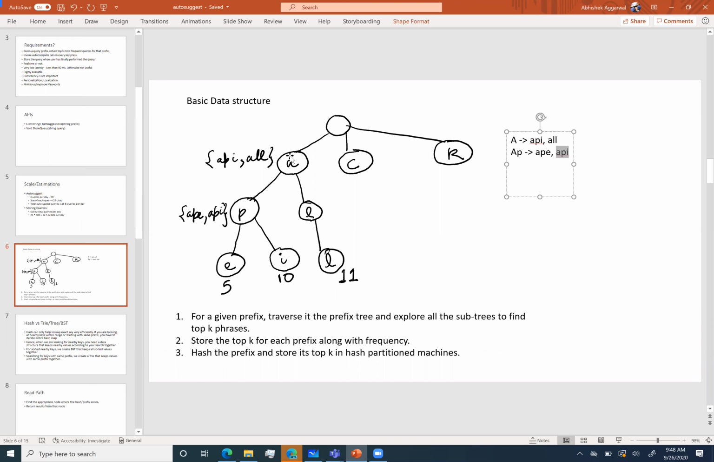Yeah, so I'll comment something. You're not going to partition the top K as well, right? It can happen, right, if your load increases. So basically you might have to partition at this point, so that for AP, the data is different.